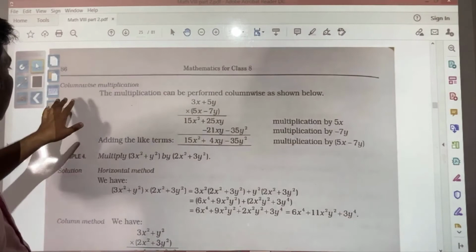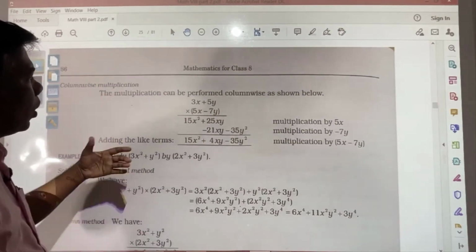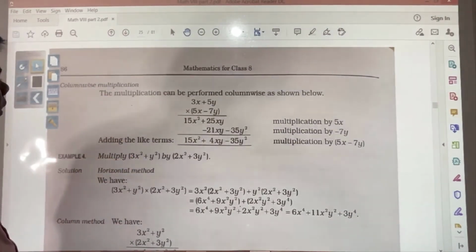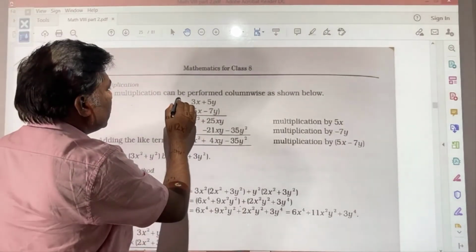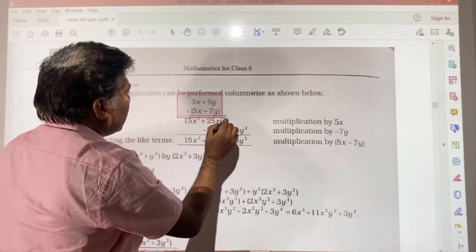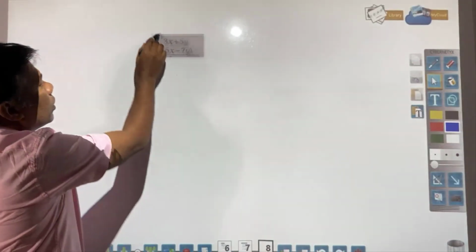Here you see column wise multiplication. How column wise we do multiplication. So here this also you see. Suppose this you need to multiply. This is the question.